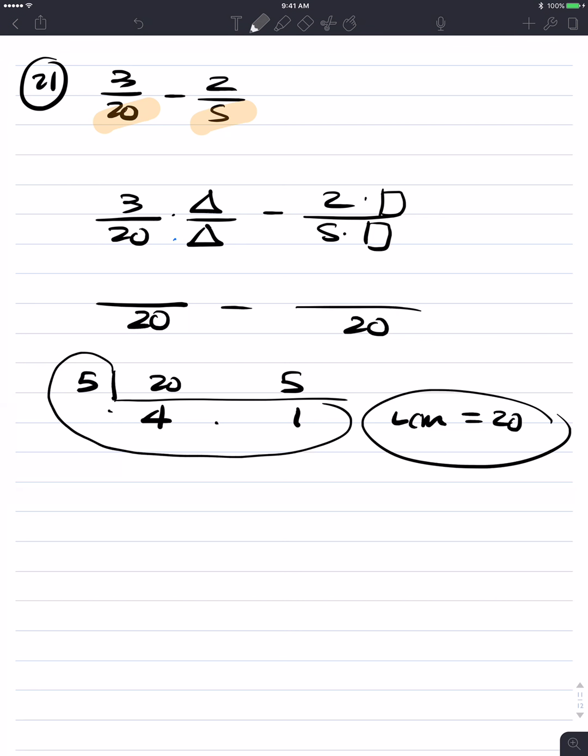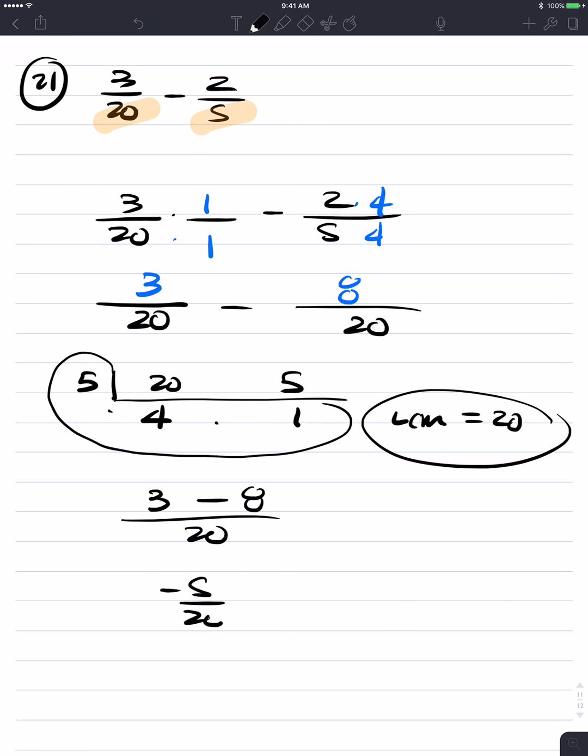20 times what number gives us 20? 1 and 1. 5 times what number gives us 20? 4 and 4. To summarize, 1, 1, 4, and 4. Multiplying my numerators and my denominators here, we get 3 times 1, which is 3, and 2 times 4, which is 8. If I do the arithmetic, 3 minus 8 over 20 is actually negative 5 over 20.